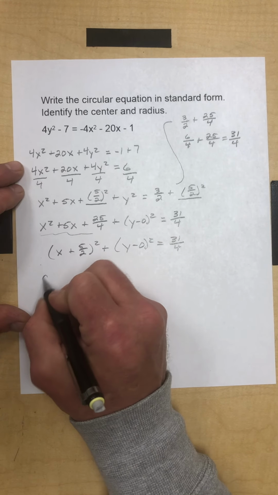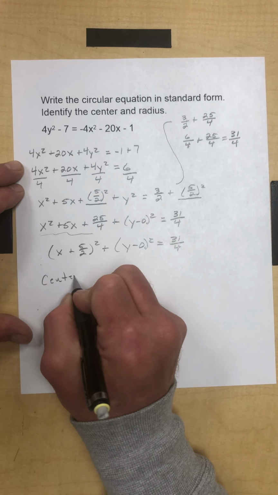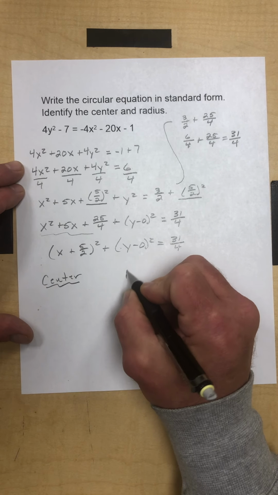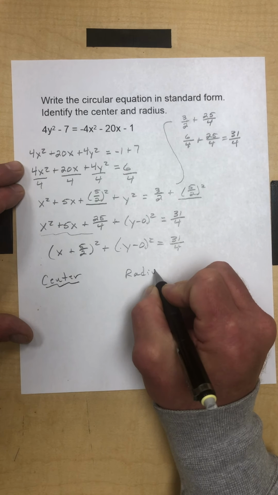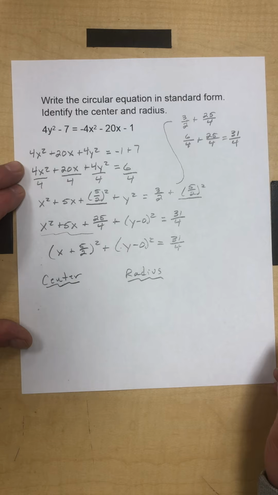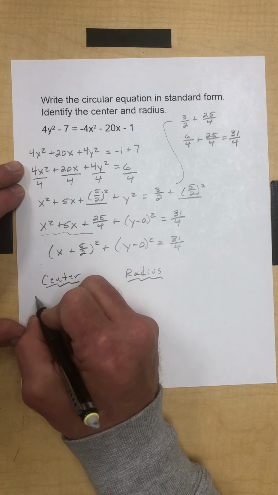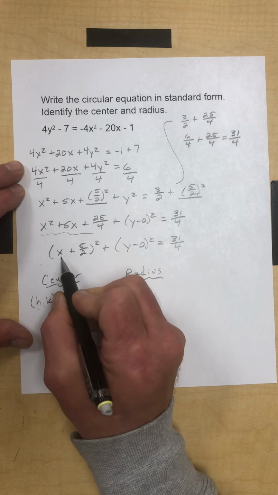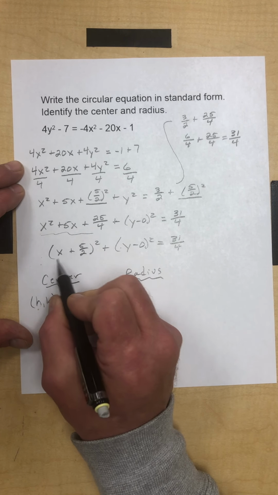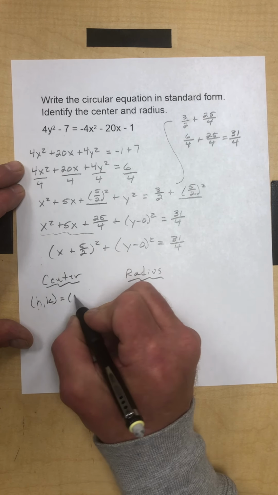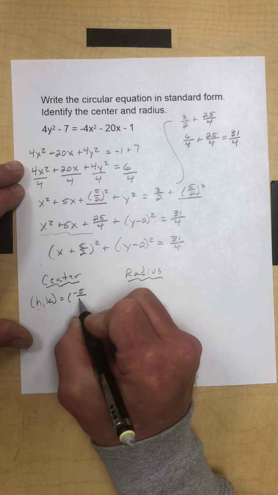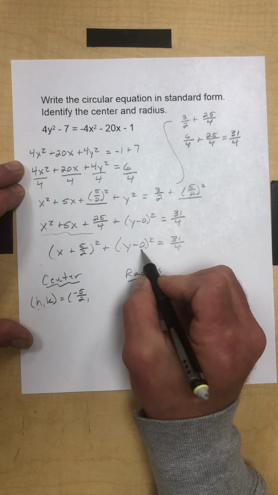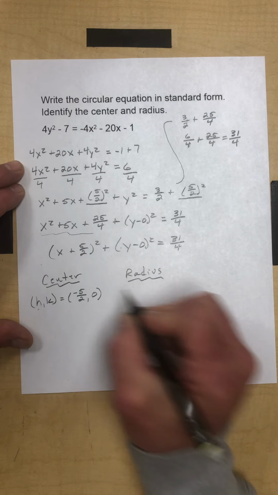Okay, so I need my center and I need my radius. Let's see my h, k. That would be x minus h, x minus a negative 5/2, so h is negative 5/2, and y minus 0, so obviously 0 is k.